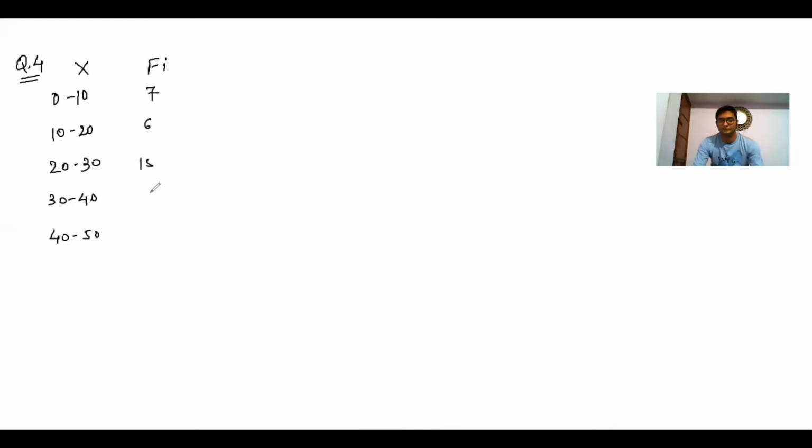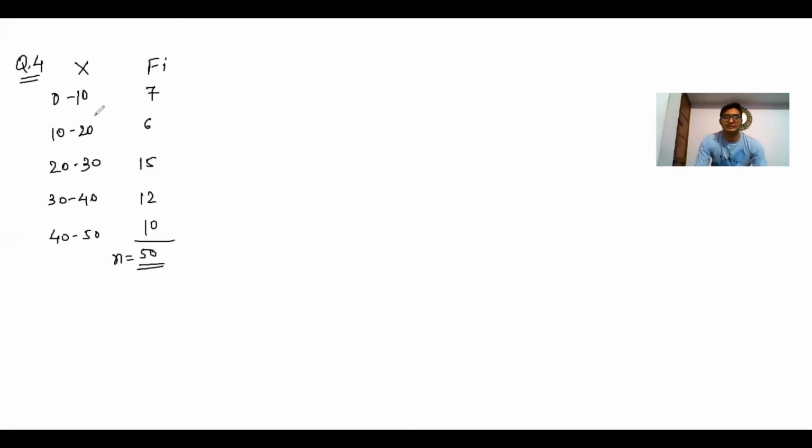Question number 4. x and fi. x is 0 to 10, 10 to 20, 20 to 30, 30 to 40 and 40 to 50. fi is 7, 6, 15, 12 and 10. The total of all these is 50.